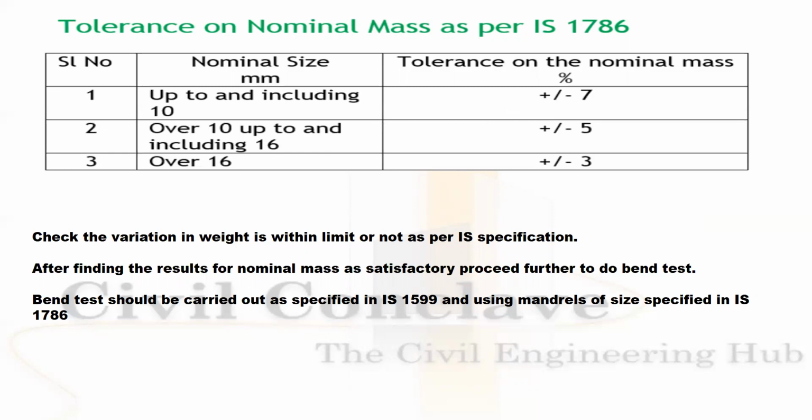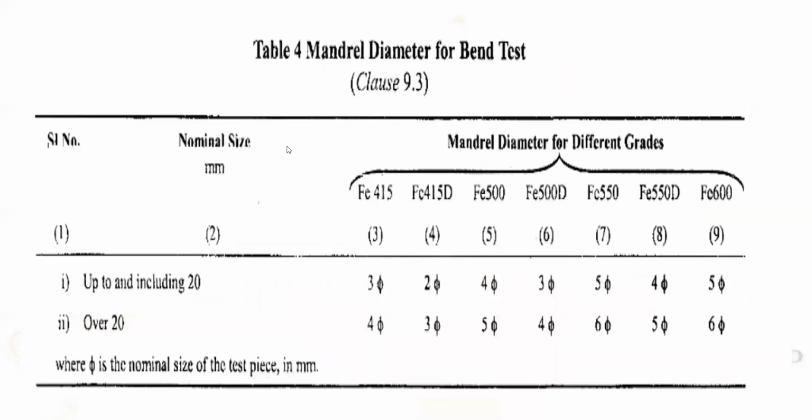After finding the result, if the nominal mass is satisfactory, proceed for the bend test. The bend test should be carried out as per IS 1599, using mandrels as specified in IS 1786. See the mandrel diameter for the test of the bar.